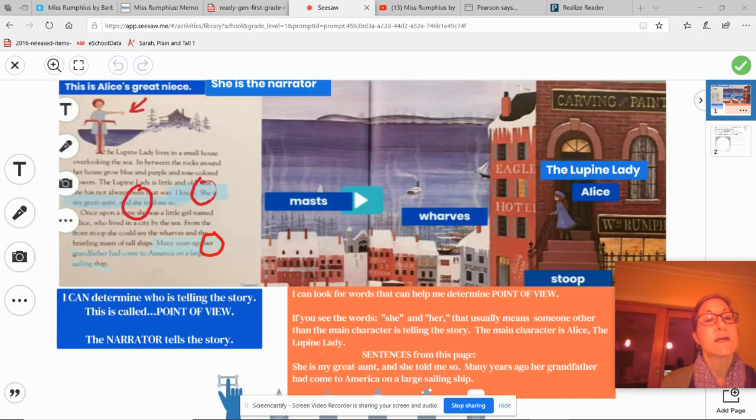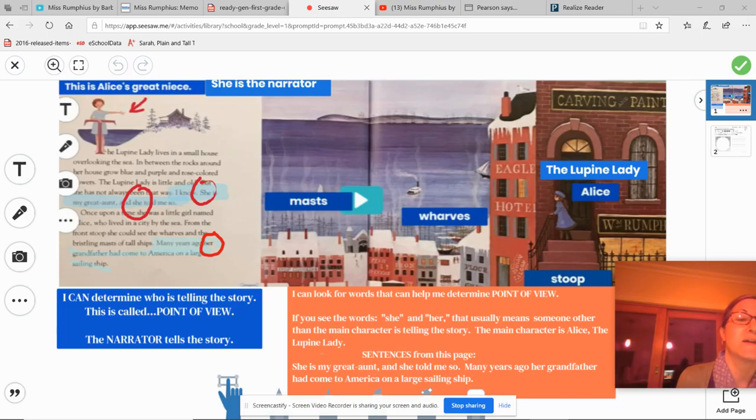The lupine lady lives in a small house overlooking the sea. In between the rocks around her house grow blue and purple and rose-colored flowers. The lupine lady is little and old, but she has not always been that way. I know. She is my great aunt, and she told me so.